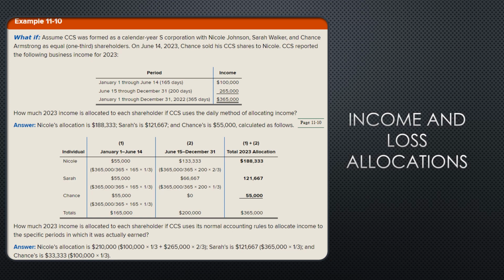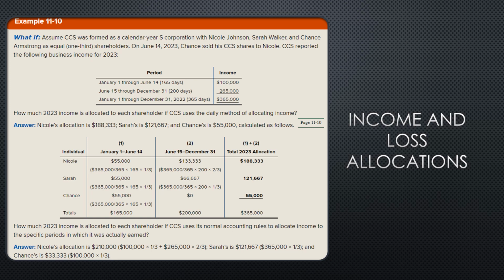So up until June 14th, they all owned a third of the shares. So using the daily method, what we're going to do is take 165 days up until June 14th, divide by the total amount of days in the year, which is 365, and then multiply by the total income. And each one of them will have 1/3, right? So the calculation is pretty much the same for January 1st through June 14th.